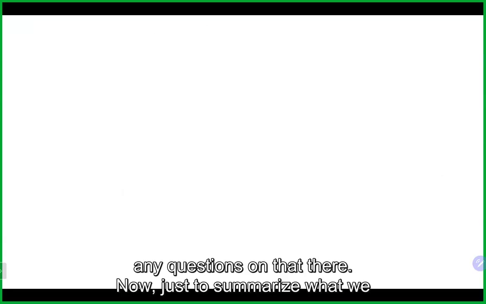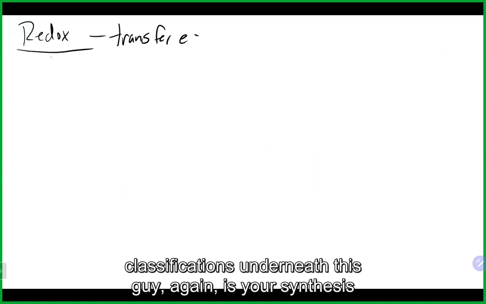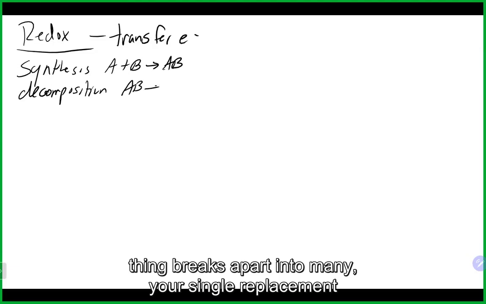Now, just to summarize what we talked about, we have these big classifications, which is redox, the transfer of electrons. More specific classifications underneath it are your synthesis reaction, where two things make one; your decomposition, where one thing breaks apart into many; and your single replacement reaction.